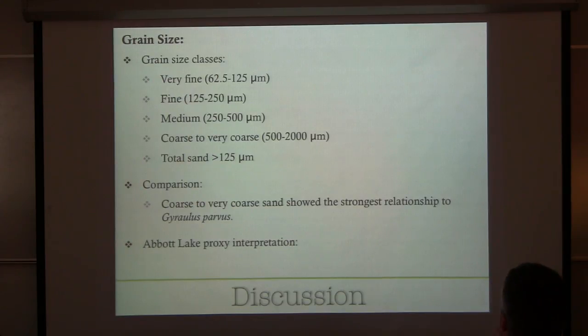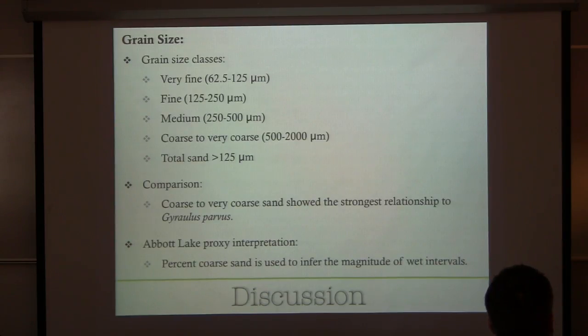And because coarse to very coarse sand takes a higher transport energy to move, because they're super large particles, we're going to say that percent coarse sand tells us the magnitude of how wet it is. So total sand tells us wet, dry. Coarse sand tells us relatively how wet it was.